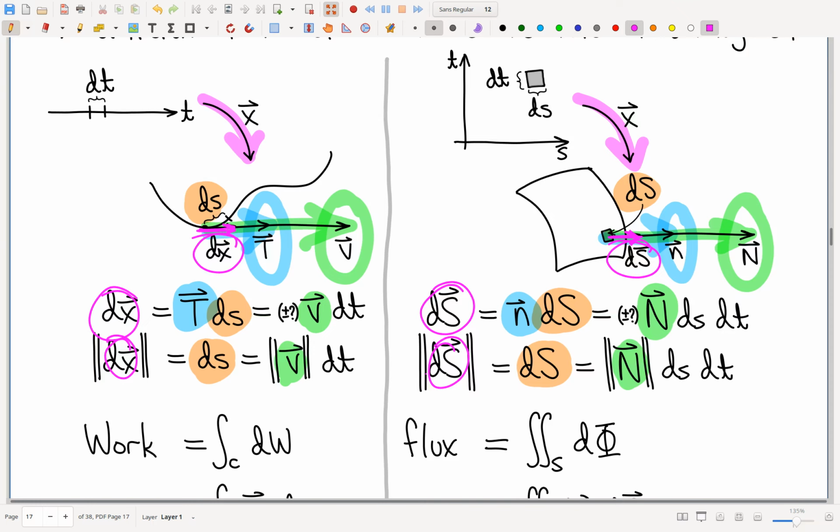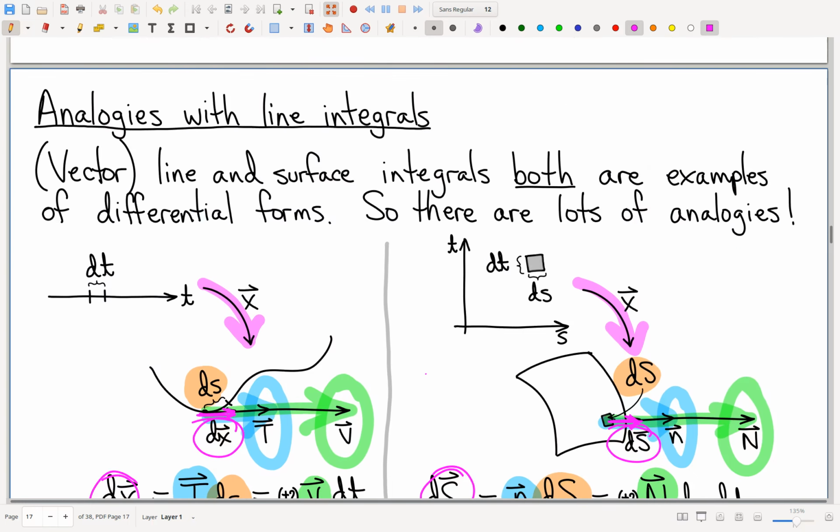Ultimately, what's going on here? Where's all this coming from? Why are these totally different constructions seemingly behaving exactly the same way? It's because they are both special cases of the same thing. Both of these are integrals of differential forms. It's just a weird, lucky break how these happen to turn out to be so similar. Both of them are differential forms. They're special cases of the same thing, and ultimately that's where all this pattern comes from.